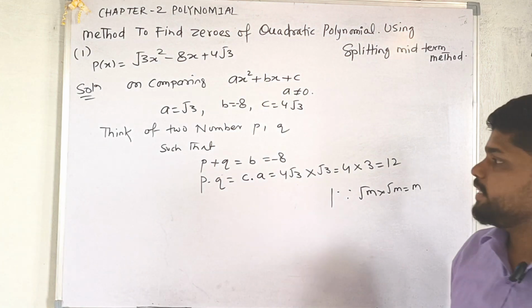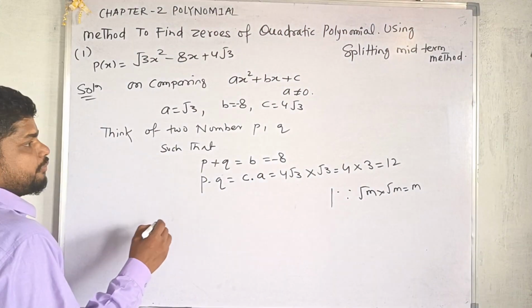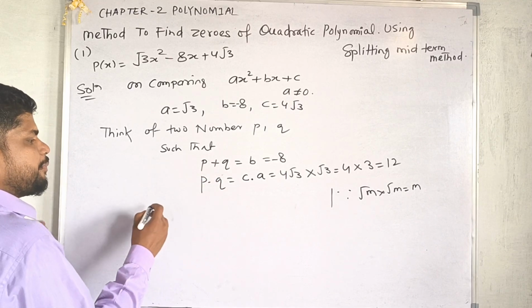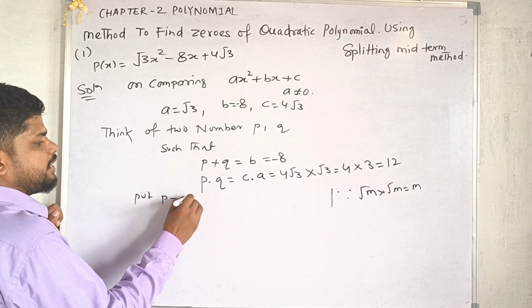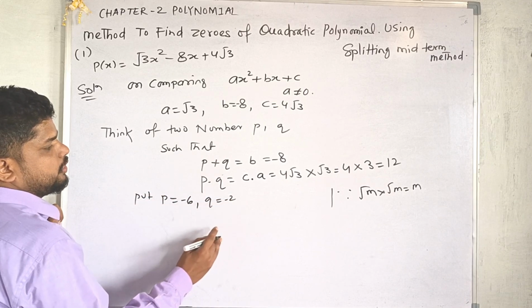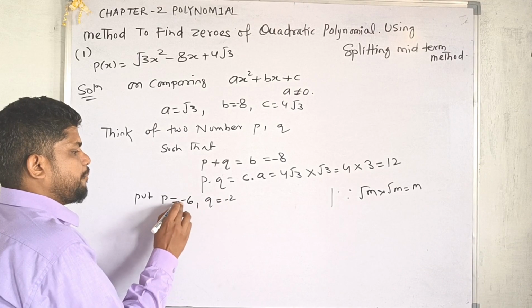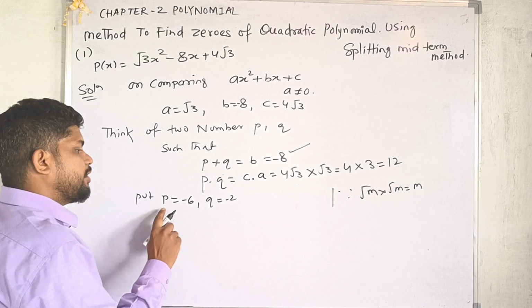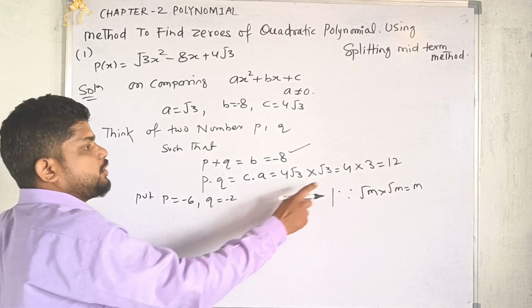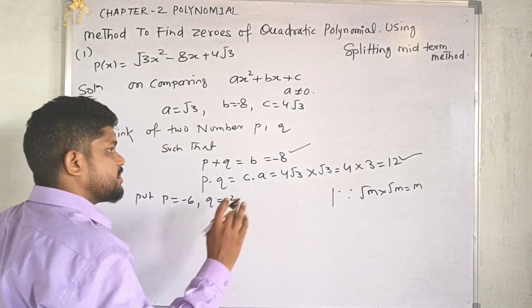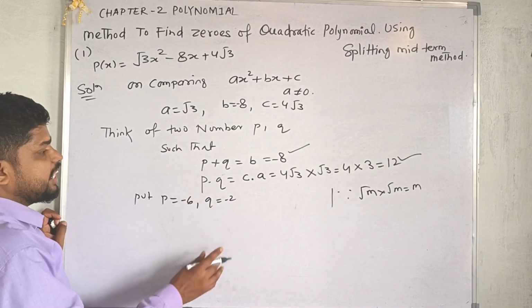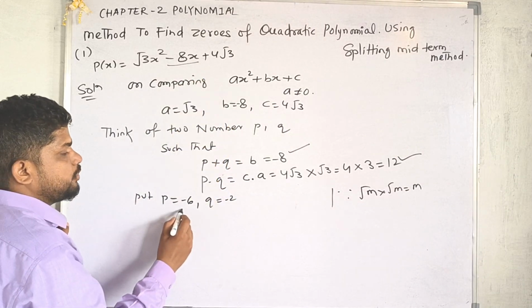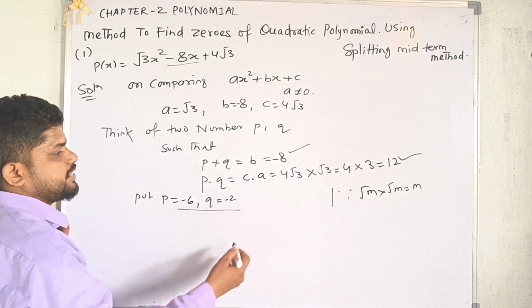Dear students, you can easily crack the values of p and q. Obviously, when we put p equal to -6 and q equal to -2, just check: p plus q, -6 minus 2 is -8, that is satisfied. When we multiply -6 into -2, we get 12. So this is also satisfied. So now we will split up -8x as -6x minus 2x.